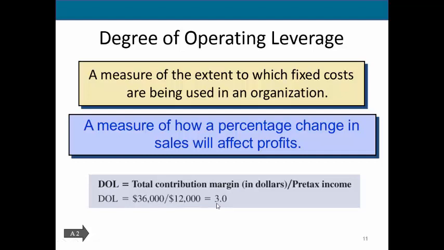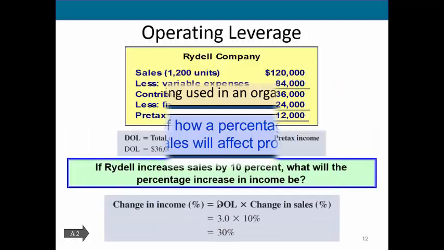So anytime we have a percent change in our sales, we will multiply that percent change in sales by 3 to see what it's going to do to our bottom line or to our profit. So if sales increase 10%, 10 multiplied by 3, we'll see a 30% increase in our income. If sales decrease by 10%, we will see 10 multiplied by 3, or a 30% decrease in our income. So the bigger this number, the bigger the multiplier, and therefore the more of a variance you're going to see.